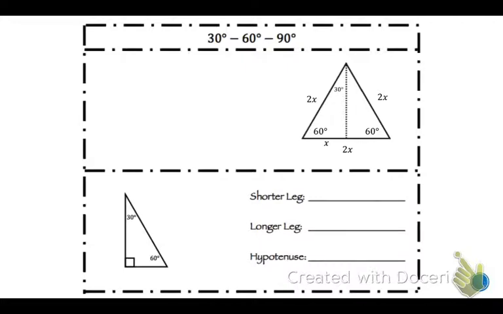Okay? So if that's half of that, then I can split the bottom in half, and that piece right there just becomes x. Do you guys see that? Hopefully, and then that's a right angle right there. Okay, and again, I can use Pythagorean theorem to find the height of this triangle.